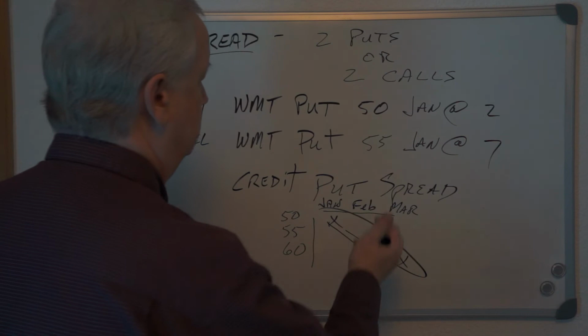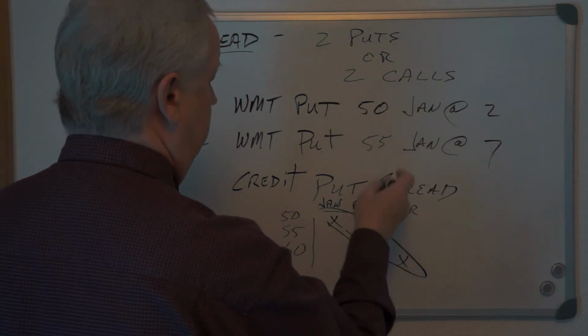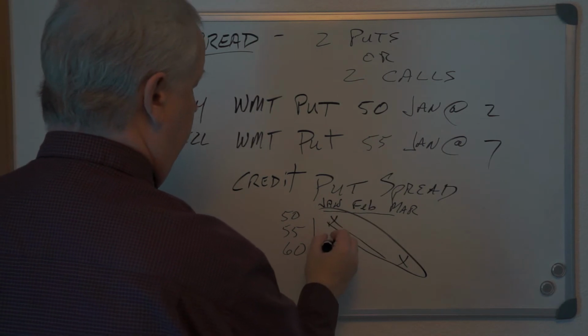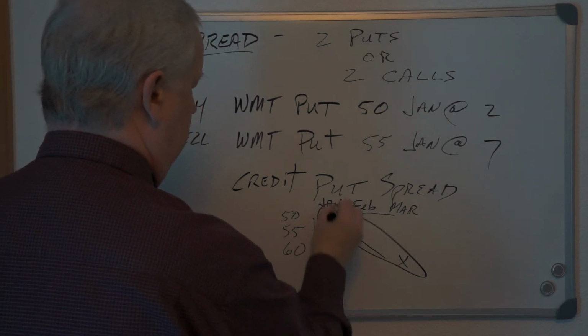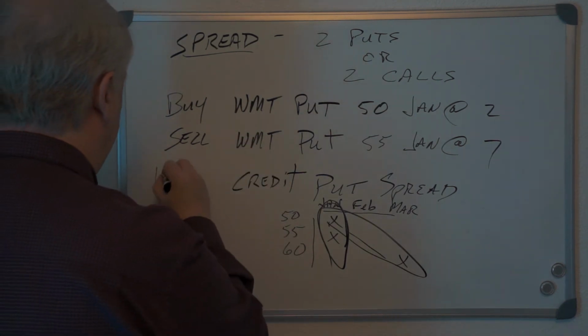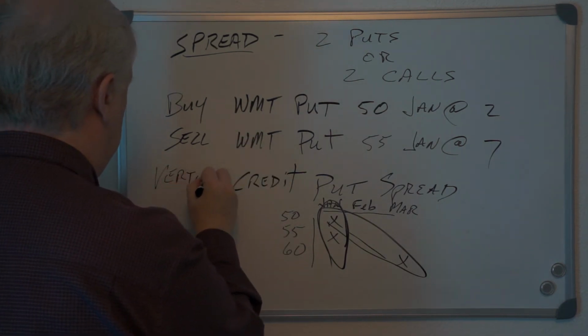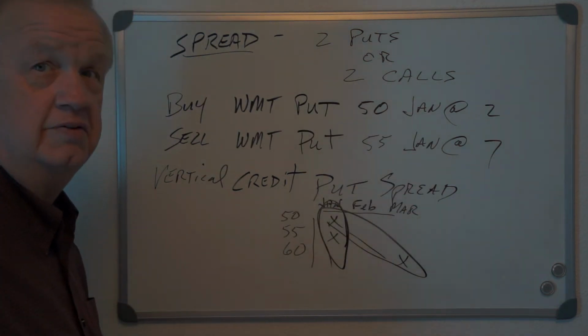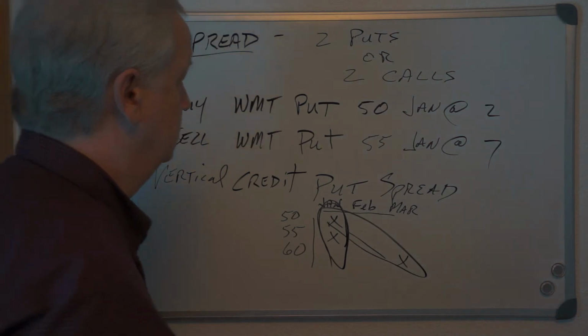So what's the difference? January is the same. We have a January 50 and a January 55. That's vertical. So we have a vertical credit put spread. That's the answer. Okay? That's the answer.